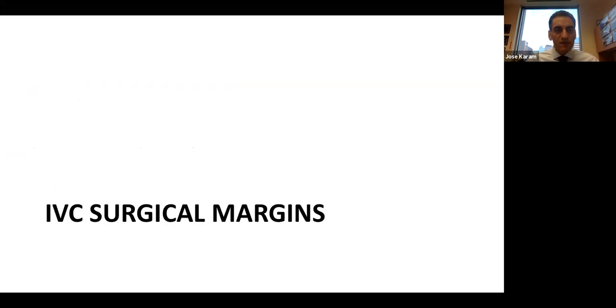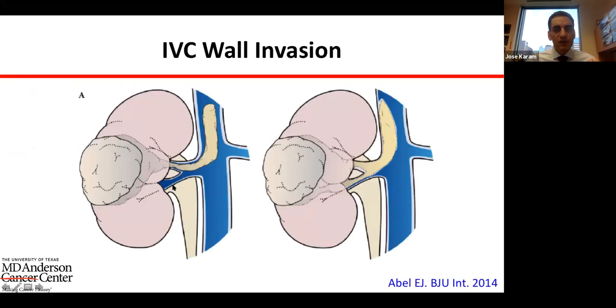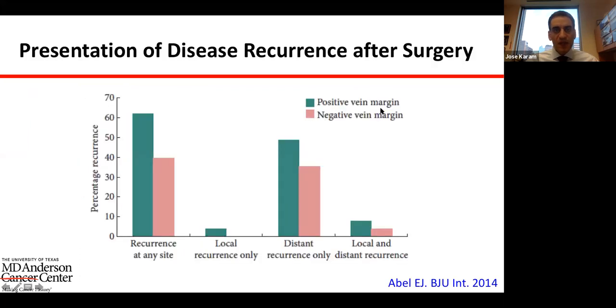Talking about margins, when you say margins, you're looking at the IVC wall itself over here. You could see on the left, this is a nice tumor thrombus that is not adherent to the IVC wall. This one is a much different scenario. You could see the tumor thrombus is completely adherent to the IVC wall. And while we always aim to achieve microscopically negative margins, this doesn't happen every time, unfortunately.